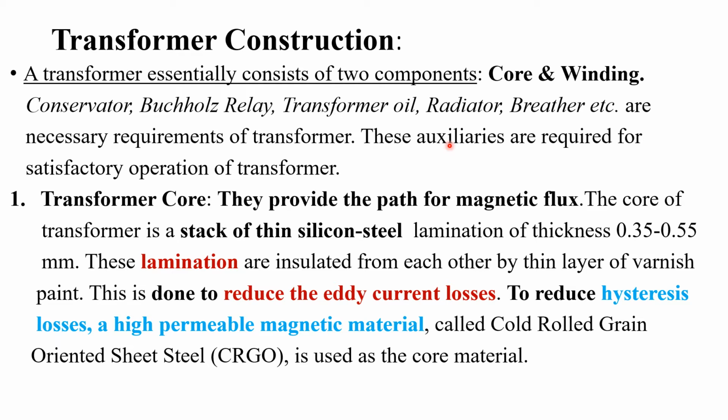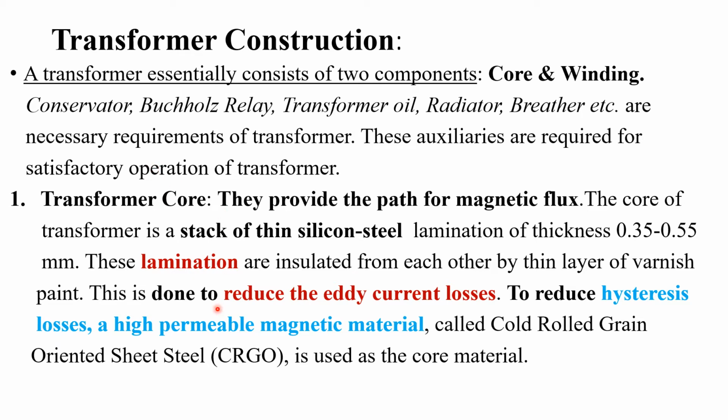For the satisfactory operation of a transformer, in addition to this core and winding, we need conservator, Buchholz relay, transformer oil, radiator, breathers, etc. But here we are going to discuss about the essential requirements for the construction of transformer, that is transformer core and transformer winding. Okay. So first let us discuss about the transformer core.